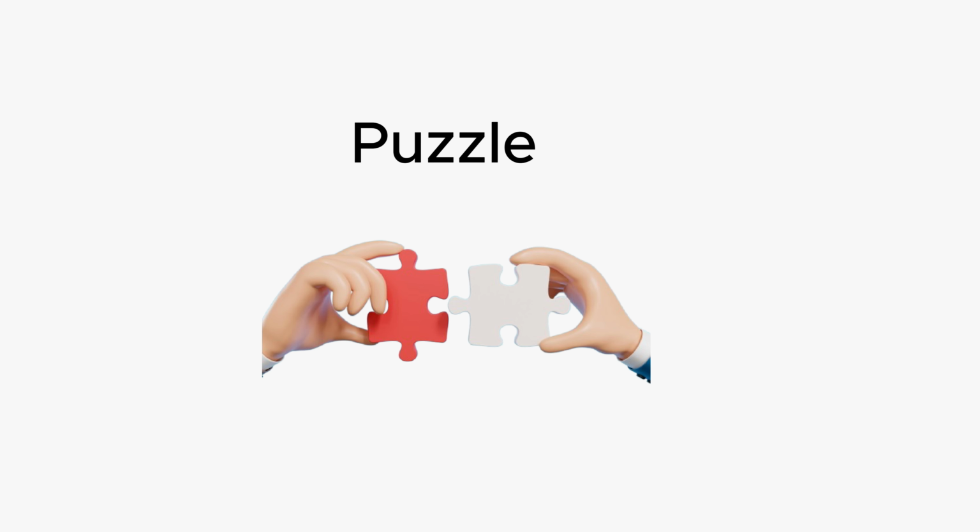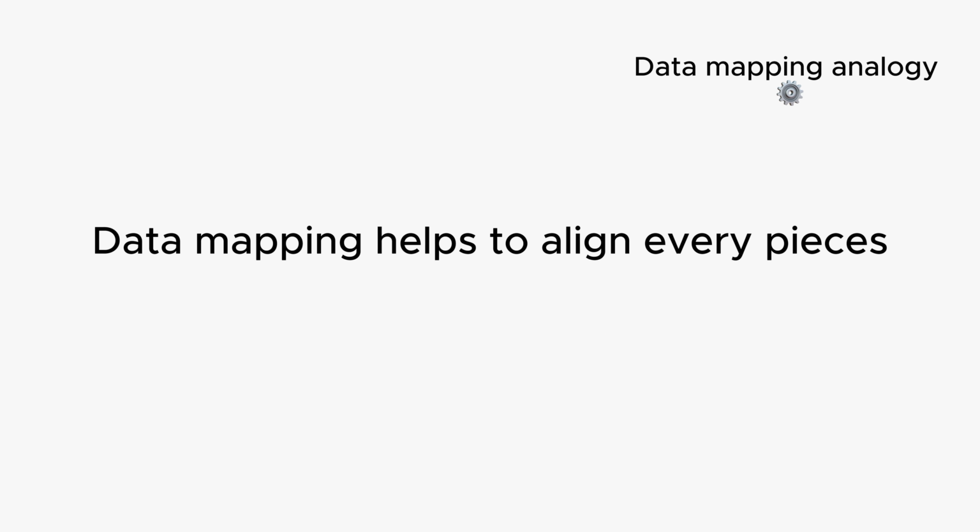You can liken data mapping to a puzzle. Imagine arranging different pieces of a puzzle from different boxes till everything is on point. This is exactly how data mapping helps to align fields from different sources to a target system or database. Data mapping helps to align every piece so they fit correctly. Here is a code snippet that exemplifies how data mapping works.